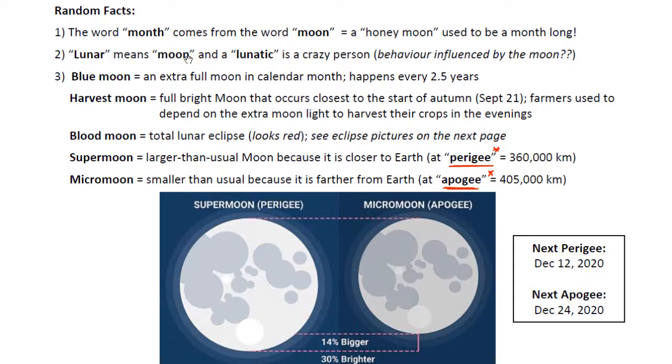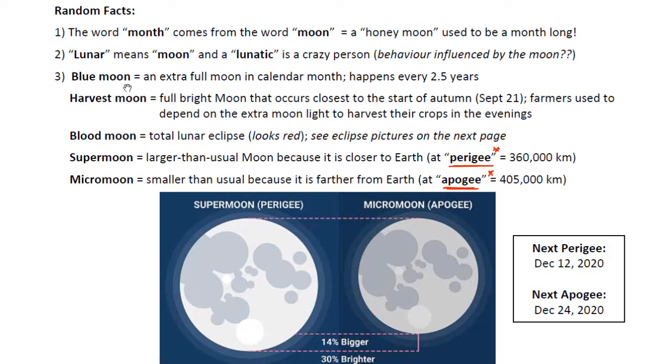Lunar also means moon, and the word lunatic is what we call someone who is determined to be crazy. And the idea is that they used to believe that maybe the moon influenced their behavior, so they were crazy because of the moon, lunatic because of the moon.